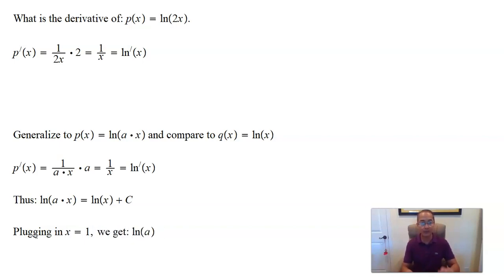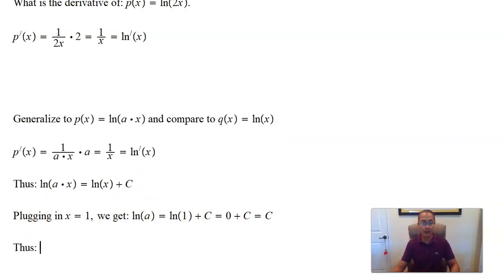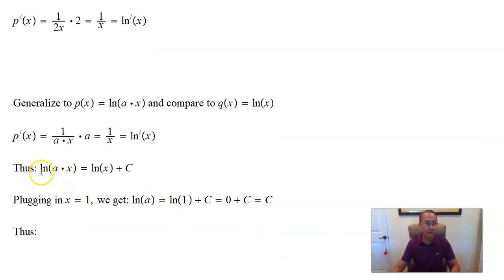ln of a times 1, which is just a, equals ln of 1 plus c. But we know that ln of 1 is 0, so we get 0 plus c, which is of course simply c. Therefore our c is ln of a. Thus we can plug that into our formula: ln of a times x is ln of x plus c, and our c is ln of a.